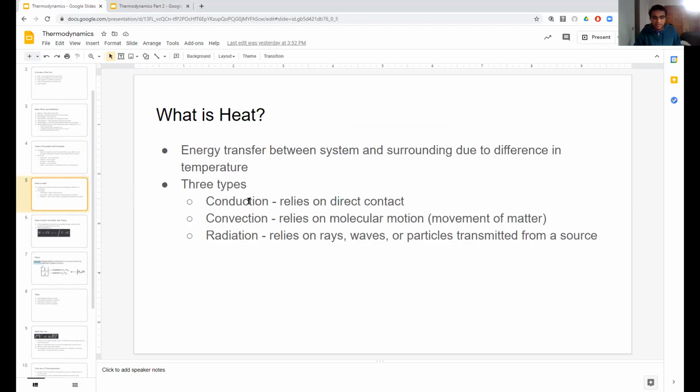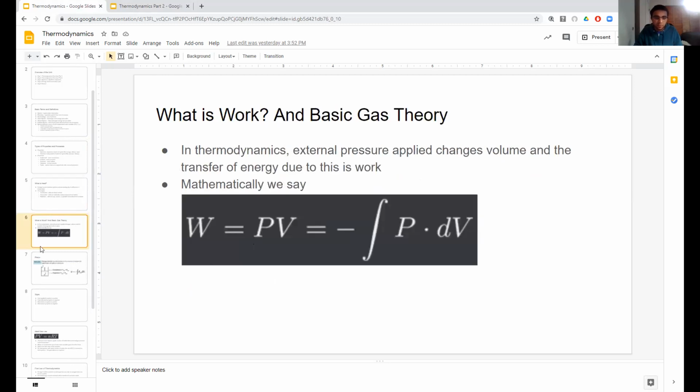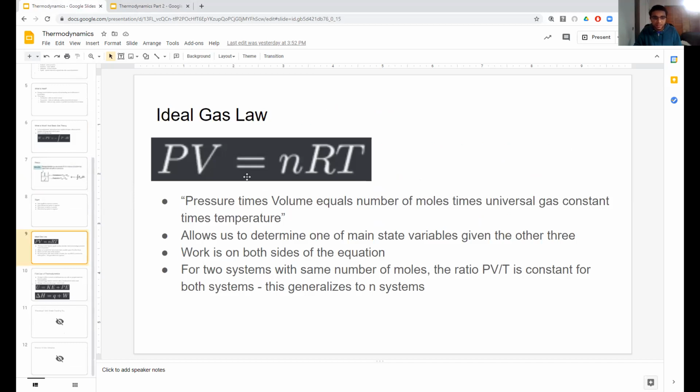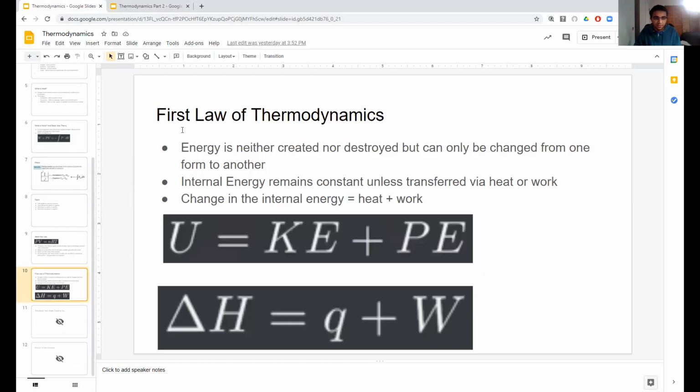We also talked about heat and how work is pressure times volume in thermodynamics. We talked about the ideal gas law, PV equals nRT. And we also began to talk about the first law of thermodynamics. There's a bit of a typo on this slide. This is supposed to be a delta U over here. We put an H here by mistake. So we corrected that in the review slide.